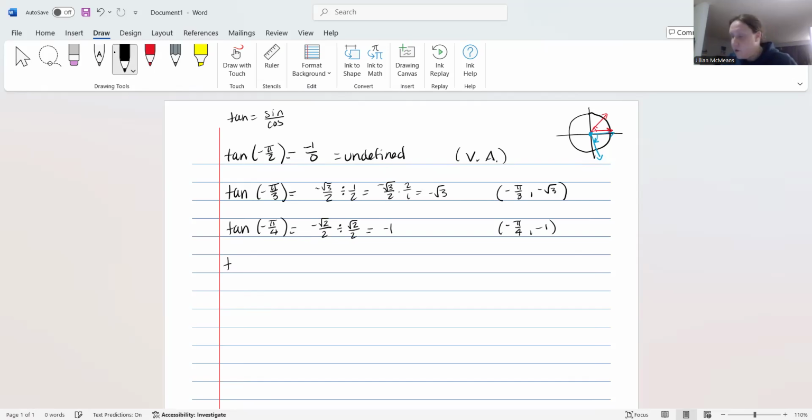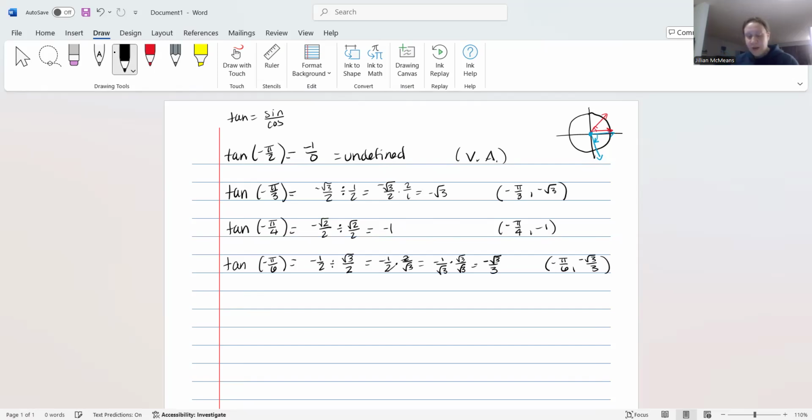Next, we're going to look at negative pi over 6. So that's negative 30 degrees, okay? So when we do that, we get that the y-coordinate is negative 1/2, and we're going to divide it by the x-coordinate, which is positive root 3 over 2. So again, make sure you've got your unit circle in front of you unless you have it memorized, okay? So this is negative 1/2 times 2 over root 3. So we end up with negative 1 over root 3. We would generally rationalize that, so we get negative root 3 over 3. So we have the ordered pair, negative pi over 6, and then negative root 3 over 3.